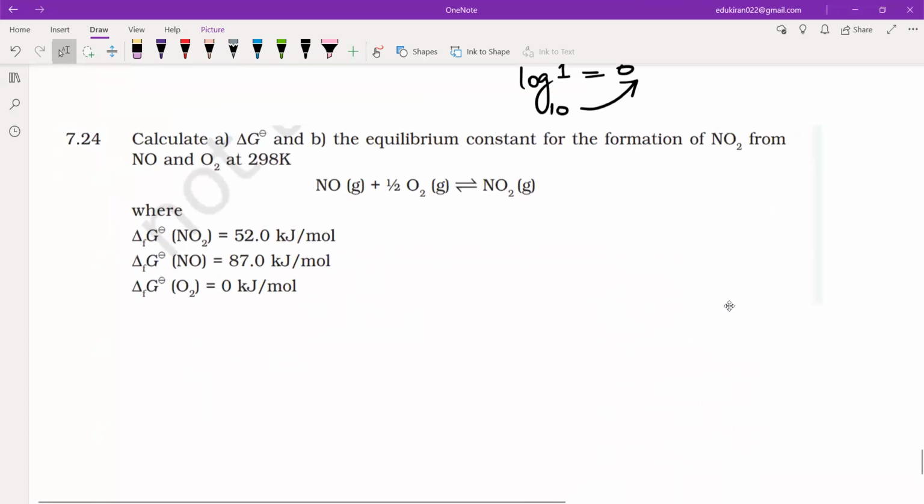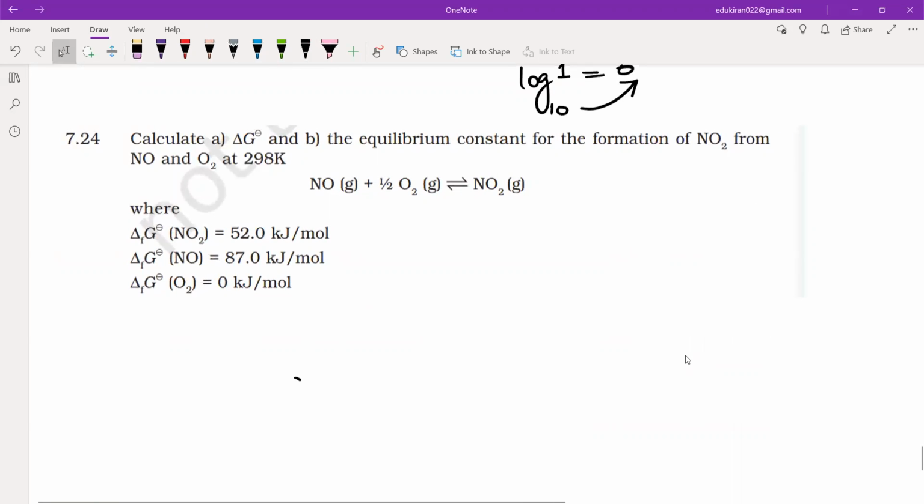Can you see this question? Please tell me. Calculate the delta G naught and the equilibrium constant for the formation of NO2 from NO and O2 at 298 Kelvin. Okay, this is the reaction that they are asking to calculate the delta G naught of. Maimuna, can you see this question? We had the same question, right, in your examination?